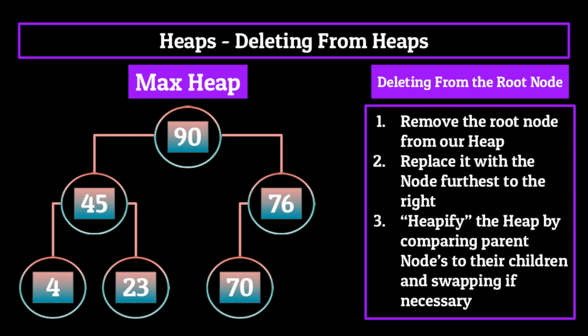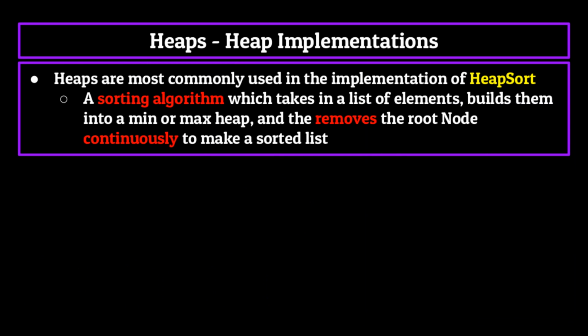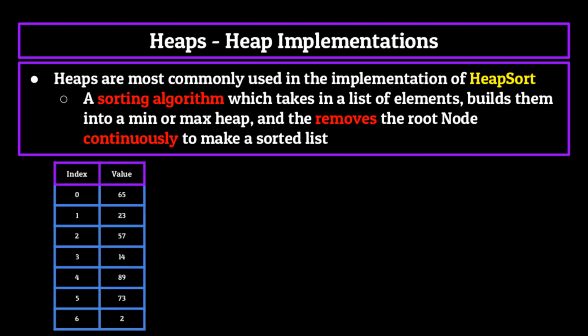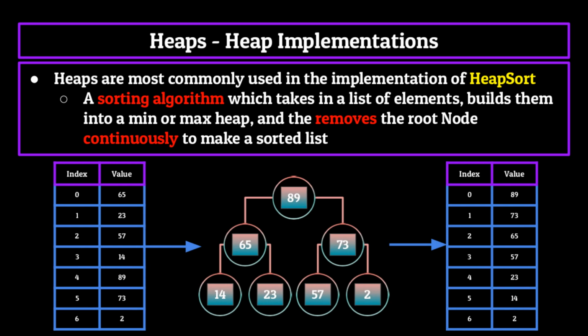That is inserting and deleting nodes in a nutshell. Now let's talk about how we can use this to our advantage. Heaps are most commonly used in the implementation of heap sort. Heap sort is a sorting algorithm which takes in a list of elements, builds them into a min or max heap, and then removes the root node continuously to make a sorted list. Because heaps always start with the minimum or maximum value contained within them at the root node, we're able to simply just remove the root node over and over again, heapifying the data structure after every pass, and after every element has been removed, we are left with a sorted list.